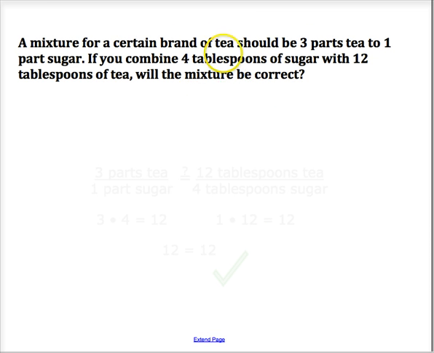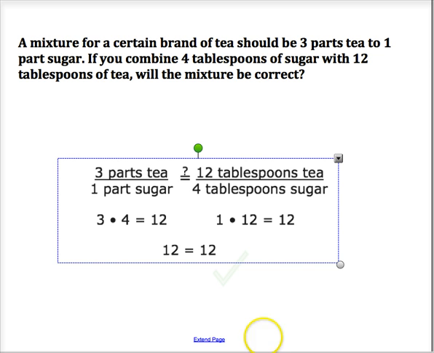How about the next one? We've got a mixture for a certain brand of tea should be 3 parts tea to 1 part sugar. If you combine 4 tablespoons of sugar with 12 tablespoons of tea, will the mixture be correct? Pause for a second and answer the question. Okay, let's check. 3 parts of tea to 1 part sugar is in fact the same as 12 tablespoons of tea to 4 tablespoons of sugar. Very well done.